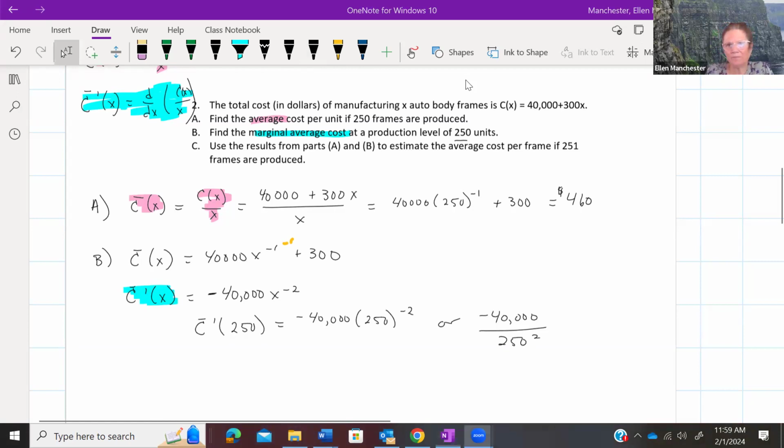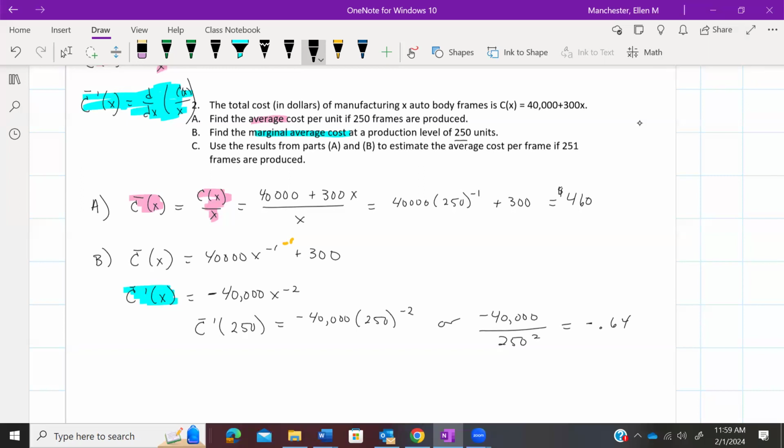Okay, what do we got? Okay, so far so good. Great. Okay, you guys are doing the math perfectly. All right, now explain your answer. So you get -0.64. What the heck does that mean? It means that for the first 250 units, they cost lower 0.64 dollars.